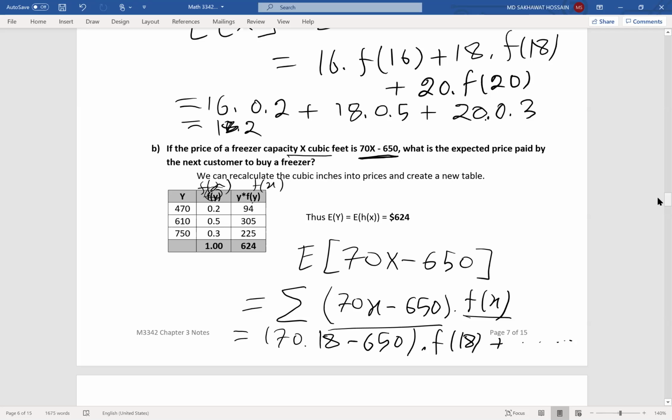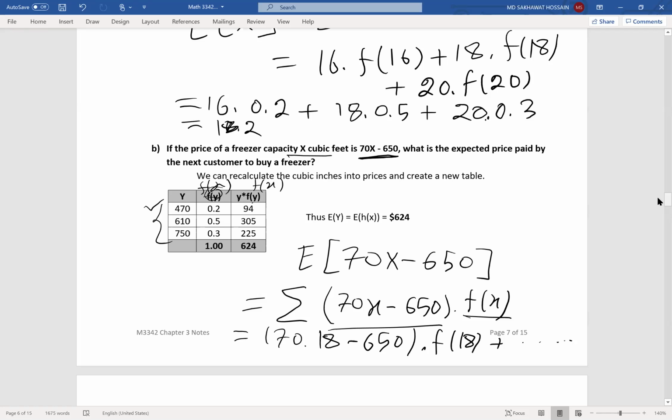Another way is, first you calculate the value of the function for each value of x. If you plug in 16, then 70x minus 650 will be 470. If you plug in 18, then it will be 610. If you plug in 20, then it will be 750.